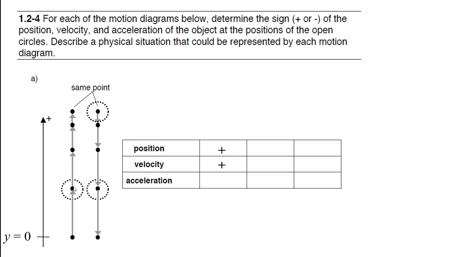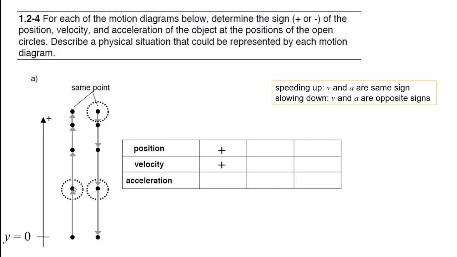And we can recall this rule that's really, really helpful. When an object is speeding up, the velocity and the acceleration have the same sign. When an object is slowing down, the velocity and the acceleration have opposite signs. So let's come back here. We have determined that it's slowing down, and we've also determined that the velocity is positive, which means at this point the acceleration has to be negative because it has to have an opposite sign since it's slowing down.